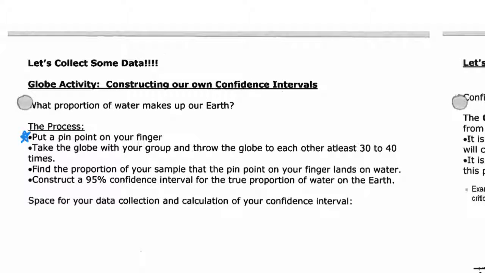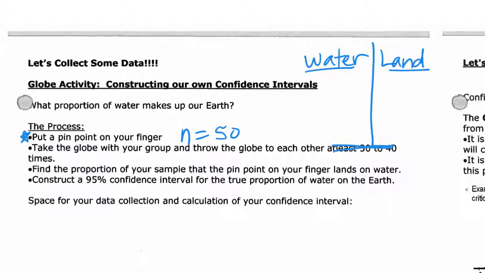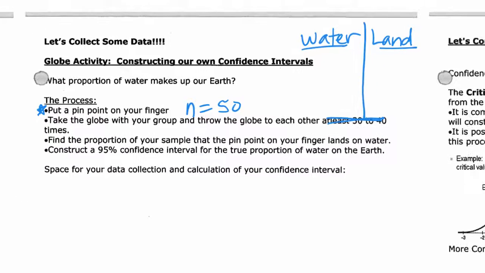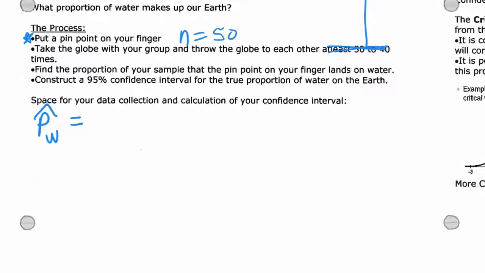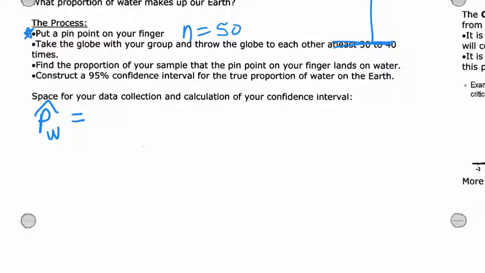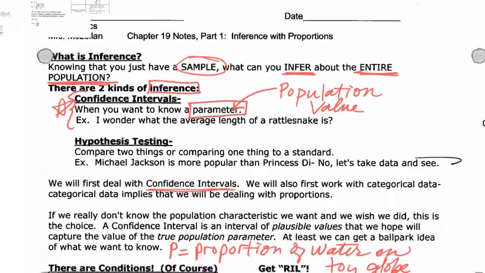So I want you to actually collect 50 pieces of data. If you could fit your data up here in this little corner, then that will leave you more room. So I want you to tally the number of times that your globe lands on water versus land with your partner out of 50 times, and we'll end up getting a p hat for the proportion of times you got landing on water. So you are finding your proportion of water. So of course you want to put your number of water over 50, out of 50 trials, to find your p hat for water.